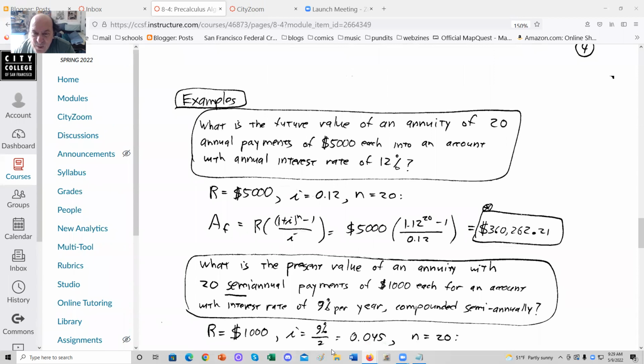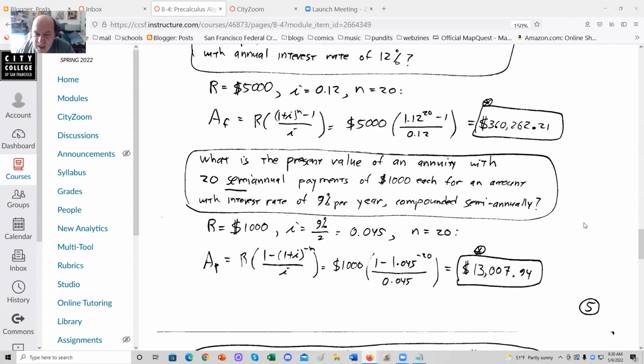Okay. What is the future value of an annuity of 20 annual payments of $5,000 each into an account with annual interest of 12%? Regular payment is 5,000. Interest rate is 0.12 and n equals 20. So the future value is R times ((1 plus i) to the n minus 1) over i. So that'll be 5,000 times (1.12 to the 20th minus 1) over 0.12. And after a little bit of work, the future value is $360,262.21. But frankly, I think that when you bring it down to cents, that's probably a little more accurate than need be.